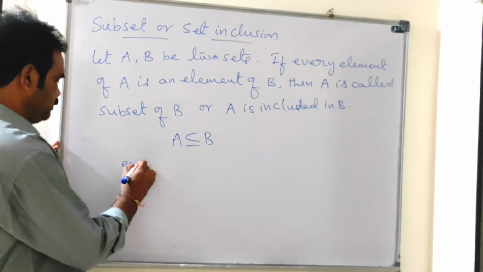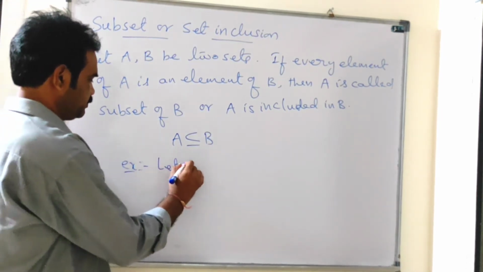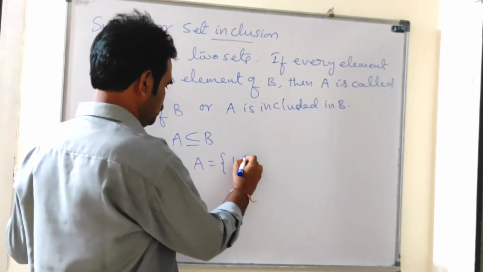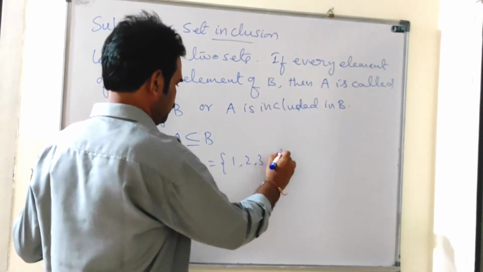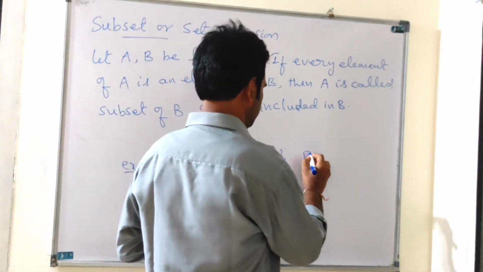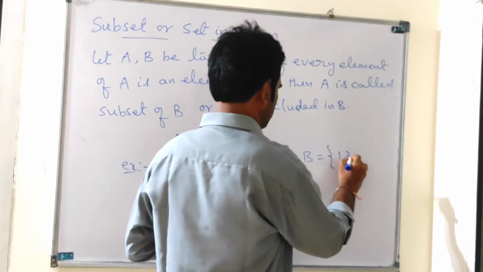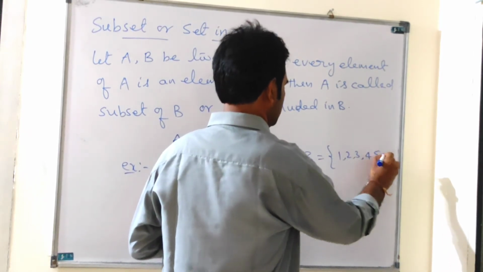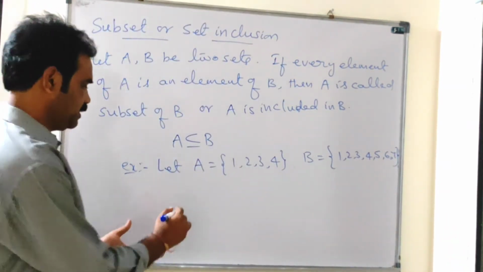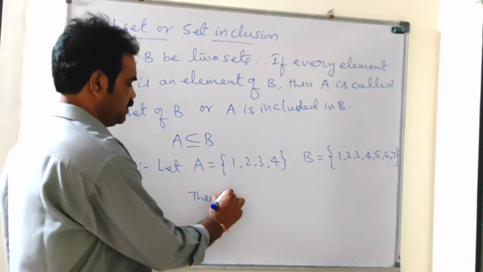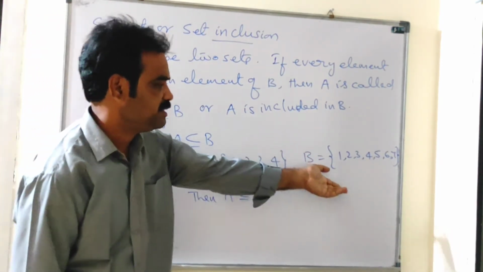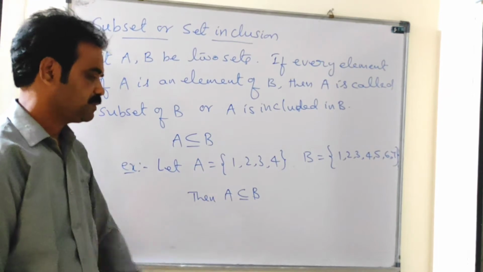For example, let A equal to 1, 2, 3, 4 and B equal to 1, 2, 3, 4, 5, 6, 7. Then clearly A is a subset of B, since every element of A is in B.